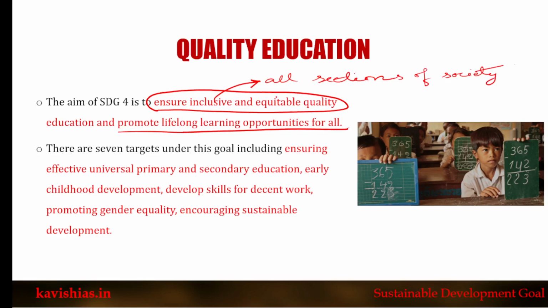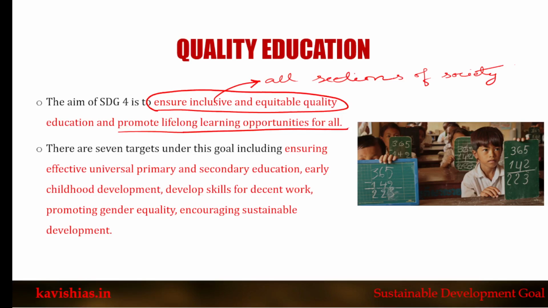For example, we know that the vulnerable households, the economically or socially vulnerable households, the poorest of the children, bear the brunt of most of the underdevelopment that happens in a society. And the aim of Sustainable Development Goal number 4 is to ensure that all sections of society, irrespective of their purchasing power, irrespective of the caste and tribes that they belong to, must have access to good quality education.